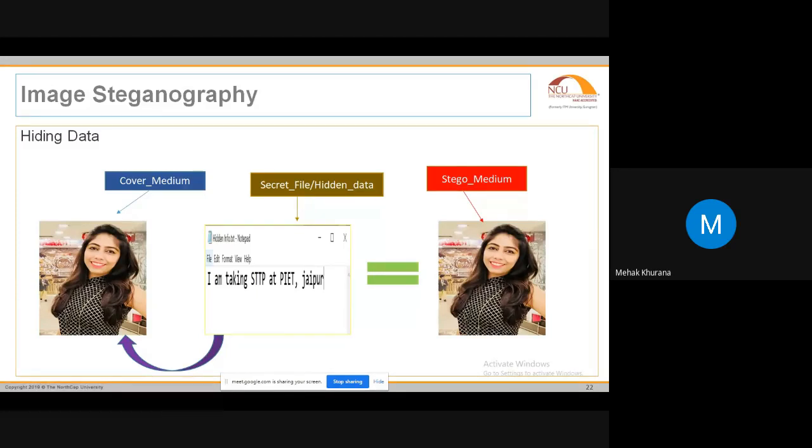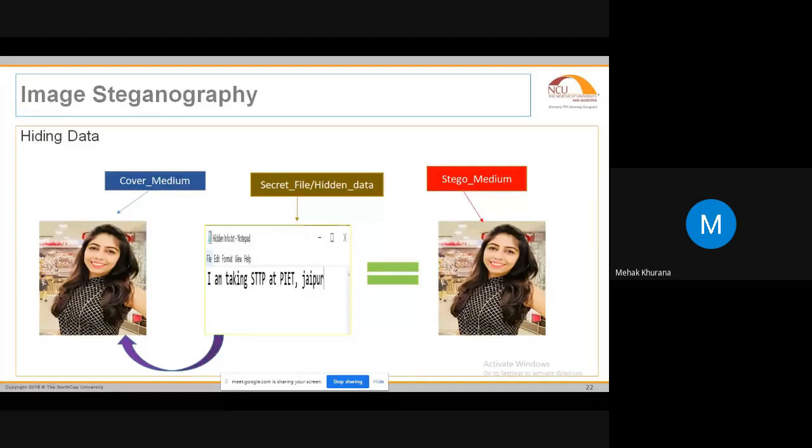So we can see both the images. This is the image on the left hand side and this is the image on the right hand side. Both the images look exactly similar, but they are different. They are different because this right side image is hiding the data, and that hidden data will not be visible to anybody when I'm sending it.